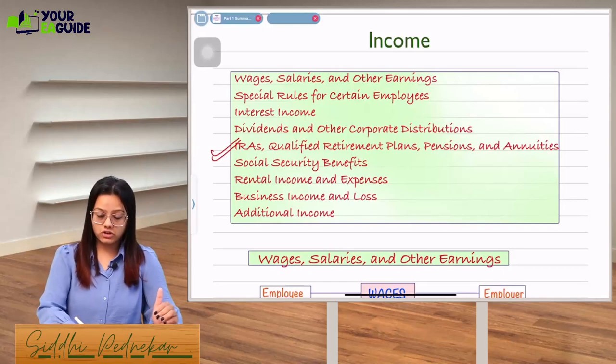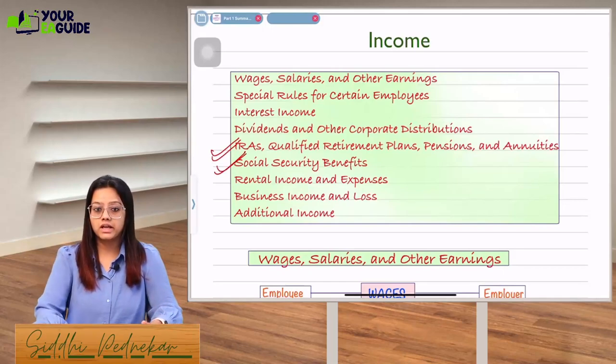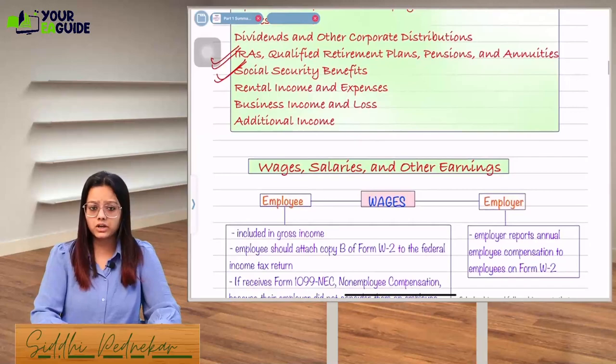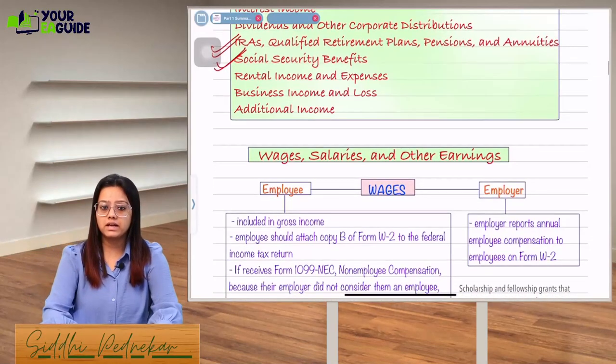Okay, social security benefit also we have done yesterday. Then we'll cover rental income, business income and some additional incomes. Okay, so let's start quickly. Wages, salaries and other income.